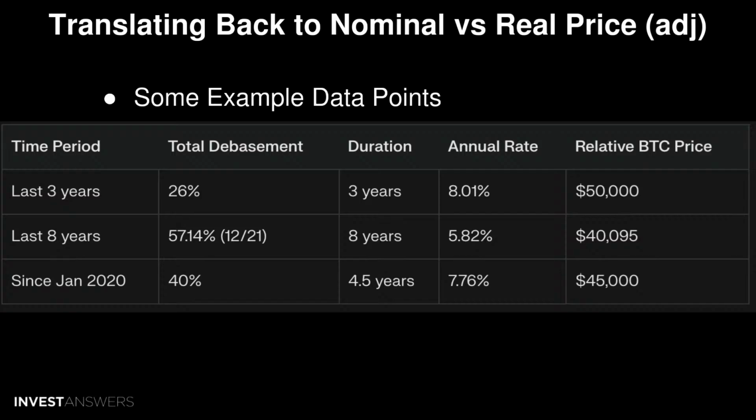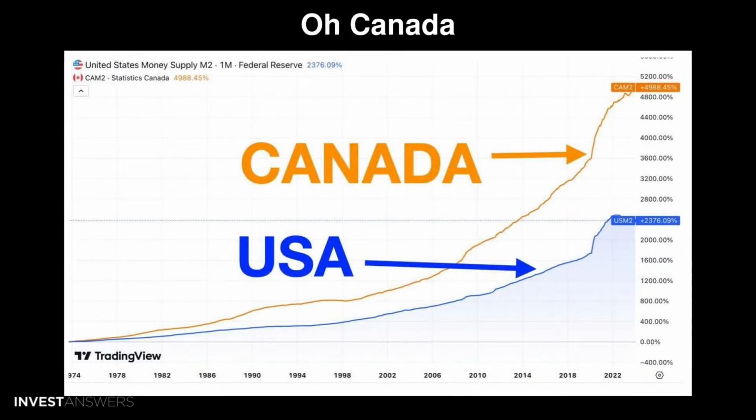But there's other countries around the world. Shout out to our Canadian friends. US is a poop show. But Canada, next level money printing too. So it's not just the US, but other places too are printing a lot of money.